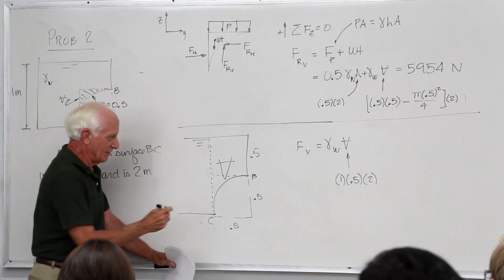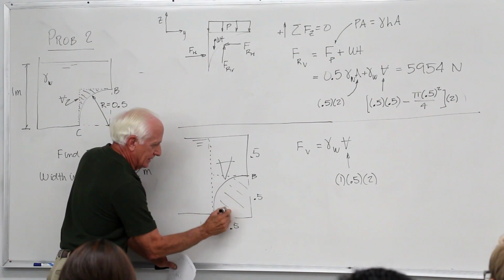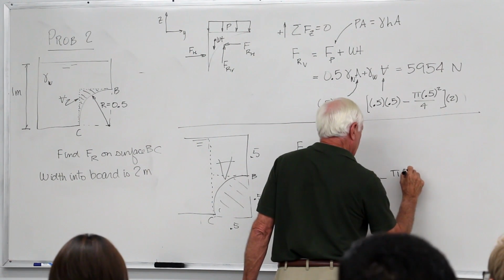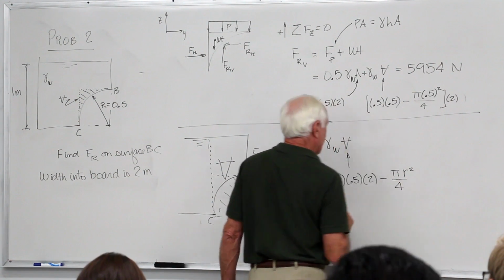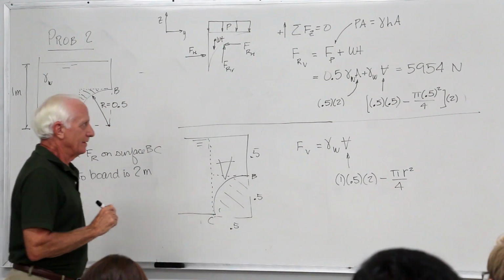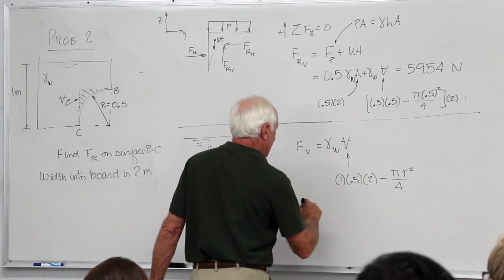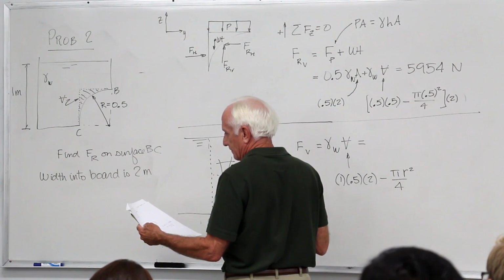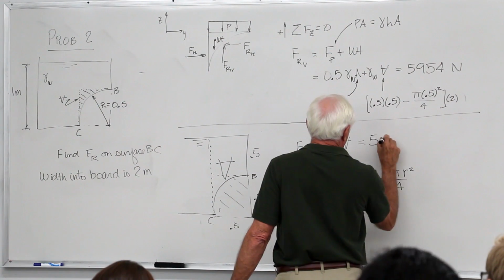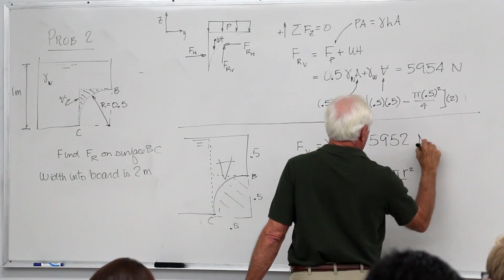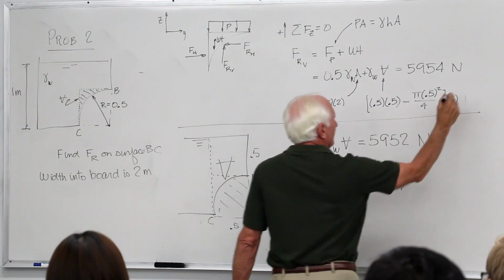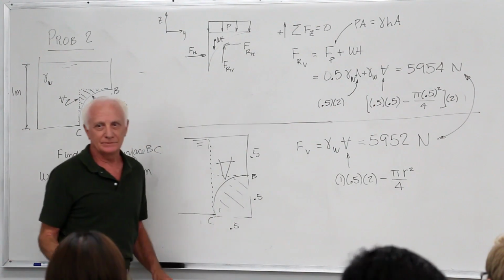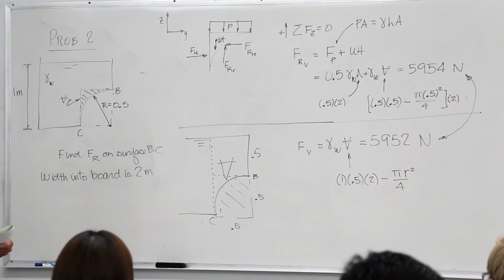Then what do I subtract out? Subtract out that guy right there. Okay, and gamma water, and the answer for that. Yeah, it's darn close, right? Calculator, round off. Same thing, same thing.